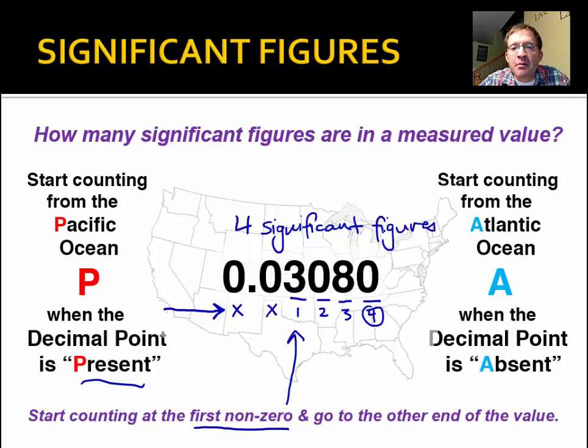You could read this number as 0.03080, or you could read this number as 3080, right? 100,000ths of a digit, or 100,000ths of a unit.